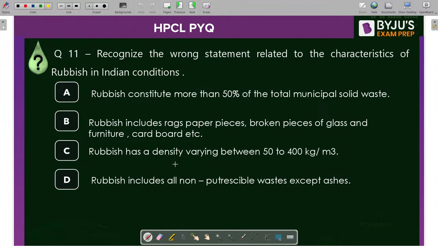Recognize the wrong statement related to the characteristic of rubbish in the Indian condition. What is rubbish, basically? Anyone who can tell me the answer, guys? What do you mean by rubbish, basically? Combustible waste, okay. Solid waste, okay. Any other student who can tell me, guys, what do you mean by rubbish? Solid waste, okay.